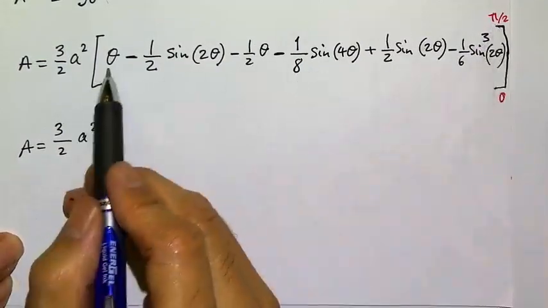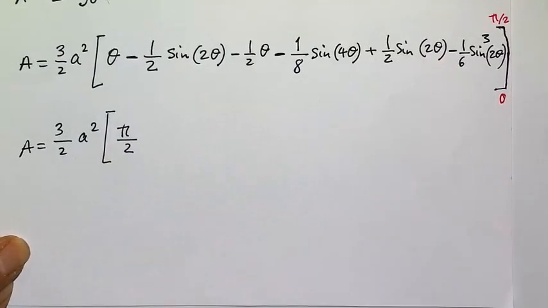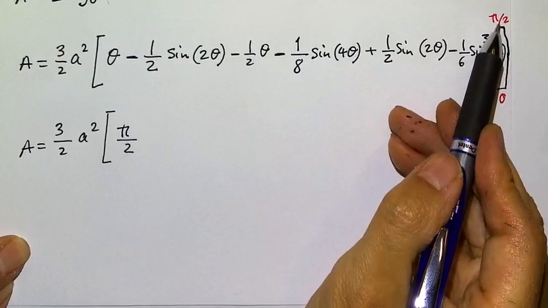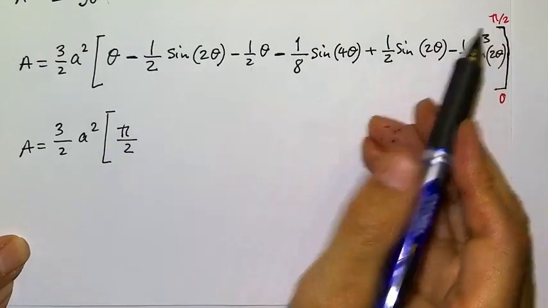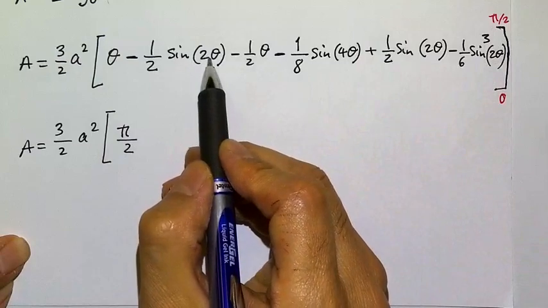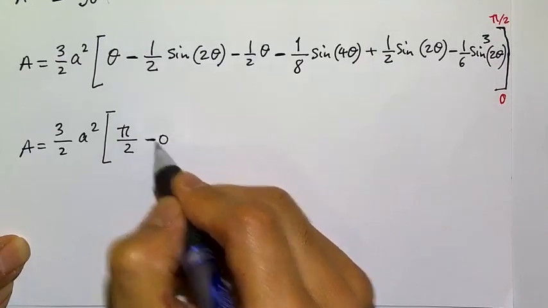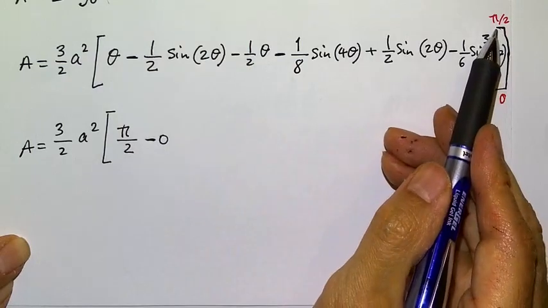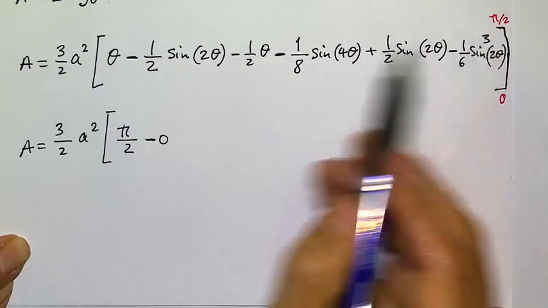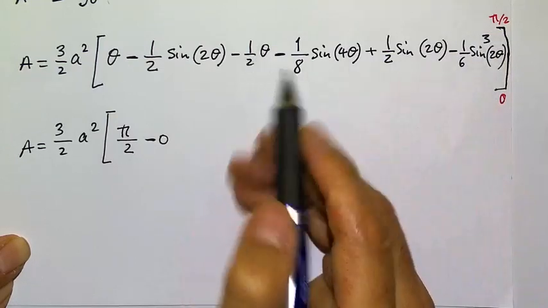So pi over 2 for theta, we get itself. So for sure it's not 0. Now pi over 2 replaced for theta, this 2 times pi over 2, we get sine of pi, which is 0 times minus 1/2. We get 0, minus 0. Minus 1/2 times pi over 2, right? After substituting for theta with pi over 2, we get minus pi over 4.